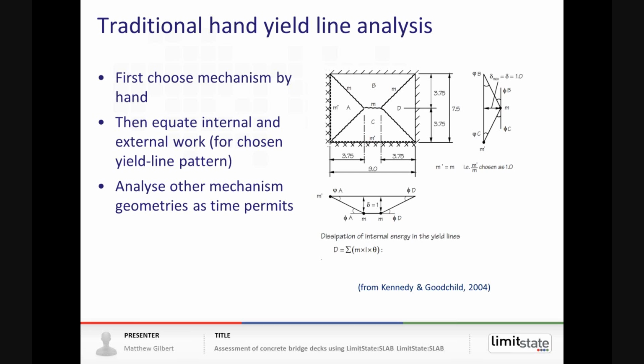The caveat is that if you choose the wrong mechanism, then you will get an unsafe, unconservative indication of the margin of safety of the slab. So what you need to do is try a variety of different mechanisms, and typically, if you're doing this by hand, you would try a fair number of mechanisms, but you clearly wouldn't have the time to try every conceivable mechanism.